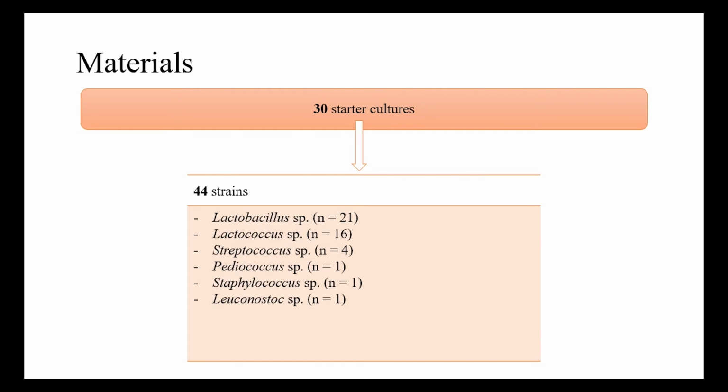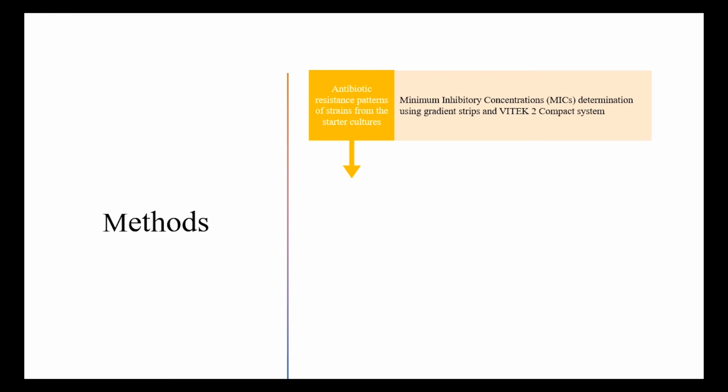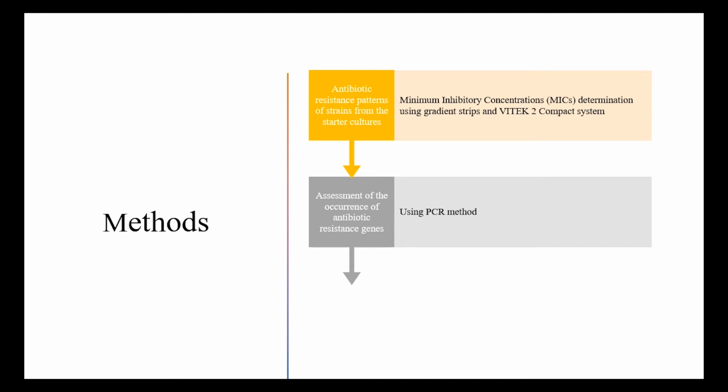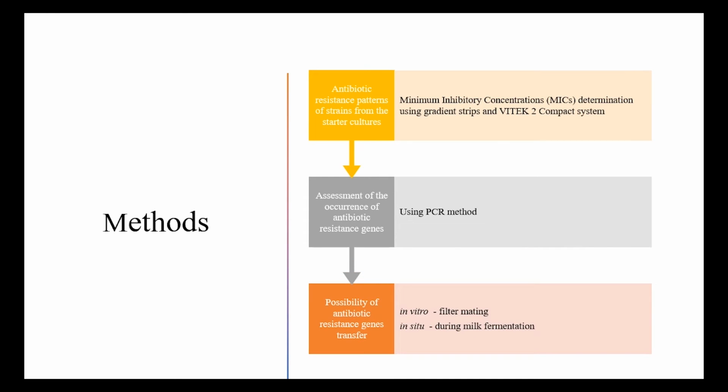The research material consisted of 44 strains from 30 starter cultures. The majority of the strains belong to the Lactobacillus and Lactococcus genus. The study consisted of 3 stages. In the first one, the minimum inhibitory concentrations for selected antibiotics were determined using gradient strips and the Vitek 2 Compact system. Then the frequency of the resistance genes was determined using PCR. In the last step, the possibility of resistance gene transfer in vitro and in situ was analyzed.